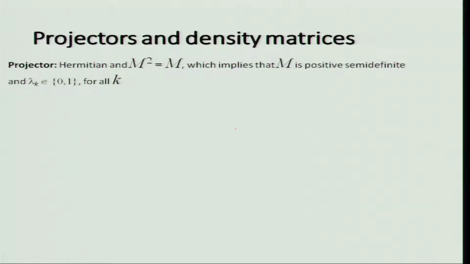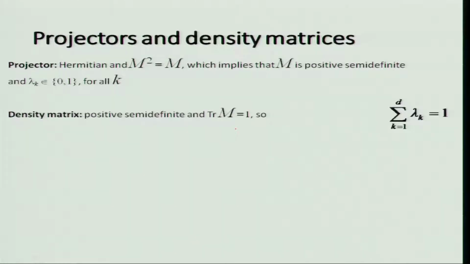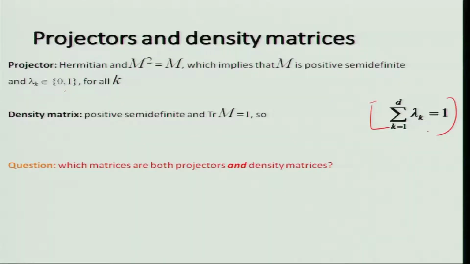One other very important thing which we have always used are the projectors and density matrices. As we have been saying, projectors are Hermitian and their square is equal to themselves, which implies that M is positive semi-definite and the eigenvalues lie within 0 and 1 for all k. The density matrix itself is positive semi-definite and its trace is 1. As we know this, with both projectors and definite matrices, for example rank 1 projectors, the eigenvalues are 1 if k equals 0 and 0 if k is not equal to 0.